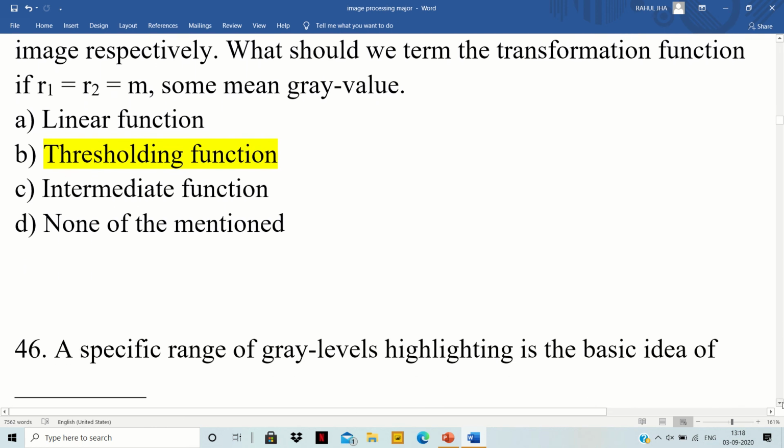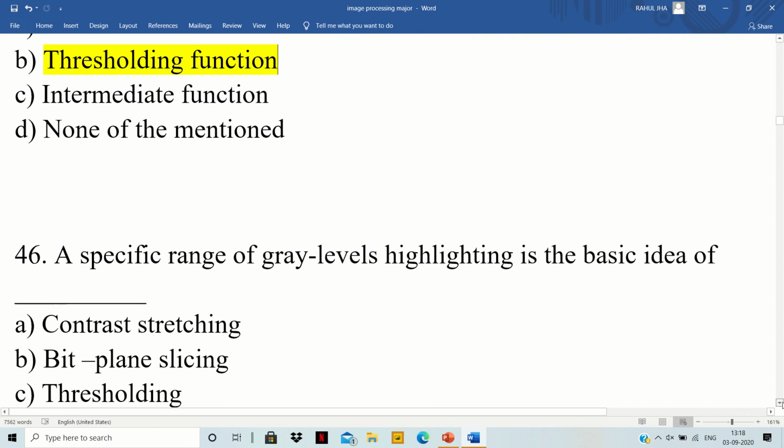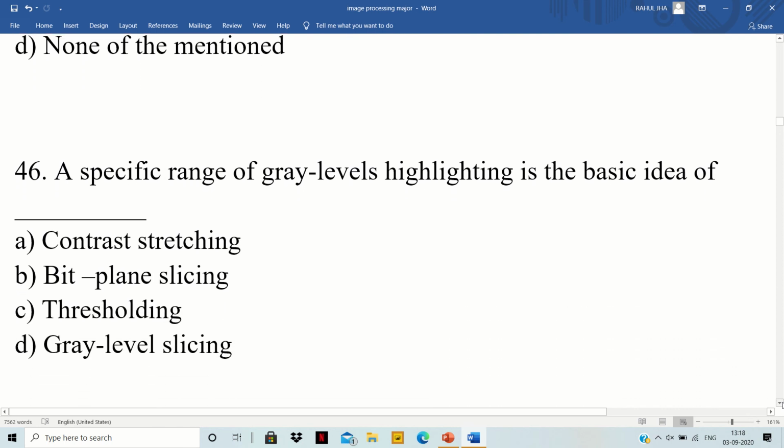Next question. A specific range of gray levels highlighting is the basic idea of: A, contrast stretching; B, bit plane slicing; C, thresholding; and D, gray level slicing. As I previously told you, contrast stretching is the process in which we go through a span of different intensity values for the purpose of enhancing the image.